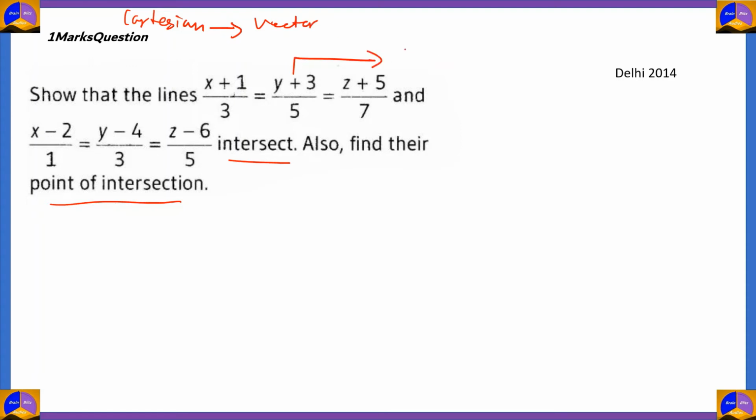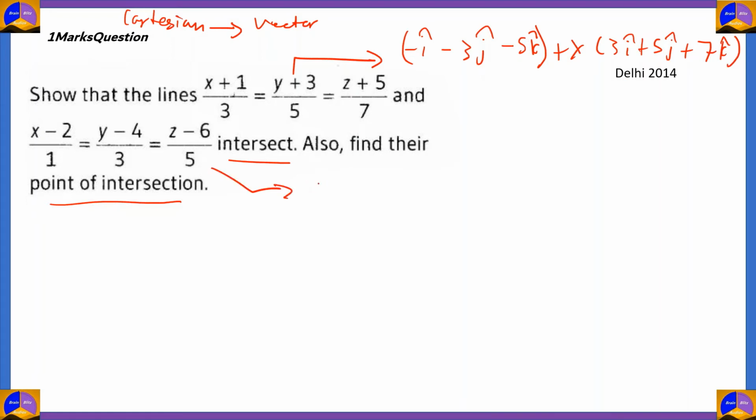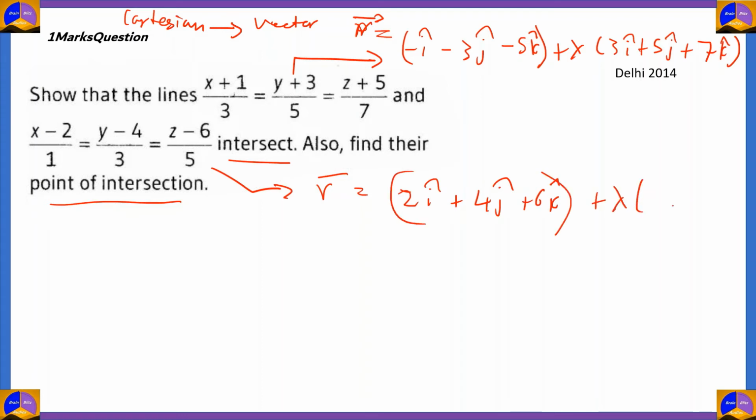Therefore, the first equation will be r = -i - 3j - 5k + lambda(3i + 5j + 7k). And the second equation will be r = 2i + 4j + 6k + lambda(i + 3j + 5k).